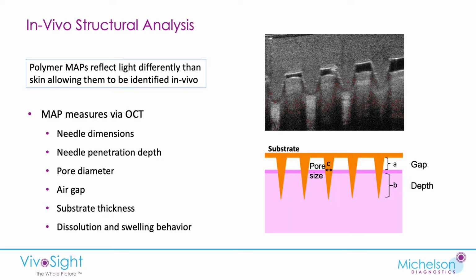Now, since we can image in vivo, we can measure in vivo. We can make measurements of key microneedle parameters, such as the diameter, the penetration depth of the needles into the tissue, and the pore diameter, the diameters of the holes that are created, the size of the air gap, and also the dissolution and swelling behavior of polymers that are designed to hydrate in vivo. All this can be done on a time-based series. We can actually monitor the behavior post-insertion over a period of time.